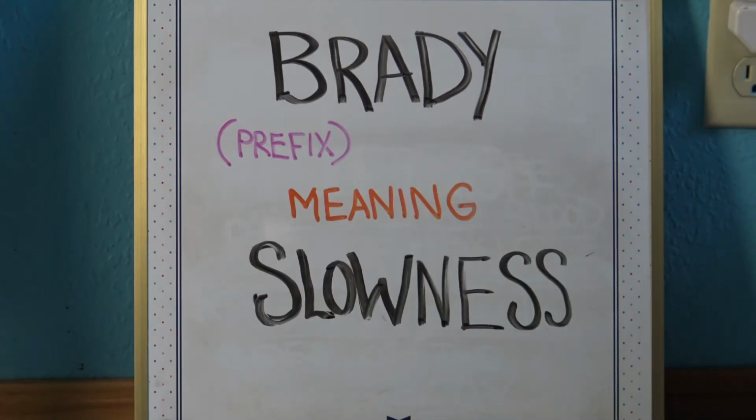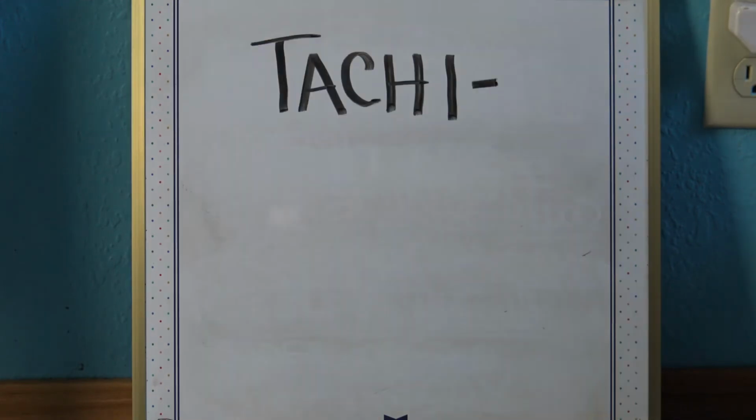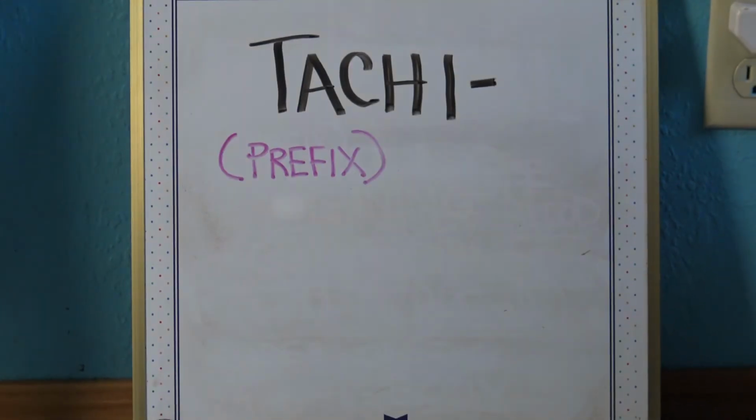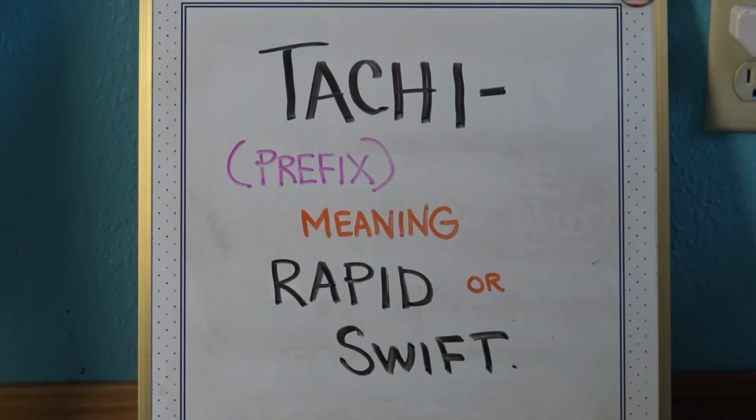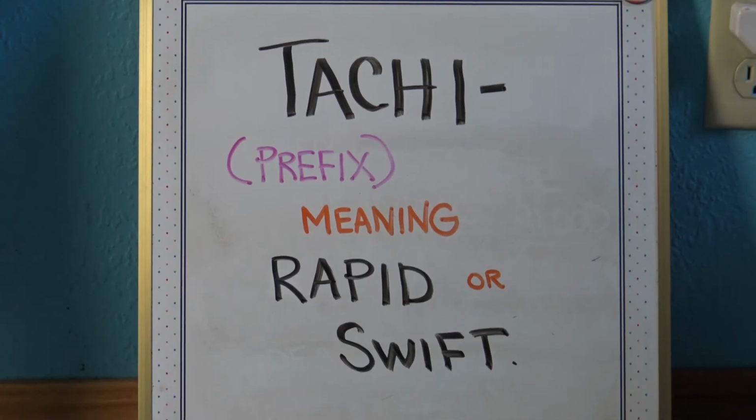Brady. Brady is a prefix, the beginning of a word, and its meaning is slowness. So like bradycardia is a slow heart rate, less than 50 beats per minute. So Brady means slow. Tachy. Tachy is also a prefix with the meaning rapid or swift. So tachycardia is rapid heart rate. Tachy is a prefix that also means rapid or swift.